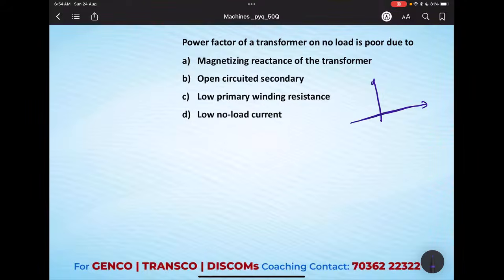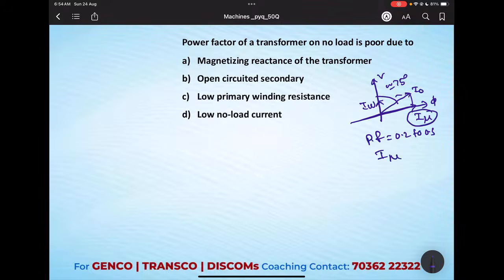The phasor diagram of voltage versus flux. This is the magnetizing current. This will be the iron losses component. This will be our equivalent no load current I naught. This is about 75 degrees. So the power factor is about 0.2 to 0.3, mainly because of the I mu component.